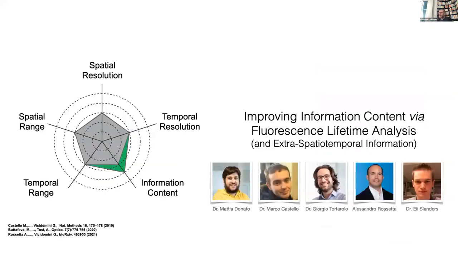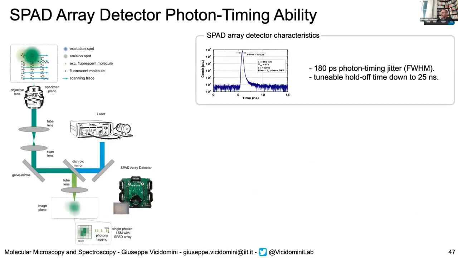So I still have some time to show another example of how we can improve the performance of laser scanning microscopy using the SPAD array. In this particular case, we implement fluorescence lifetime imaging. As I told you before, we have a single photon detector, and it can register a photon with a temporal precision of 150 picoseconds.